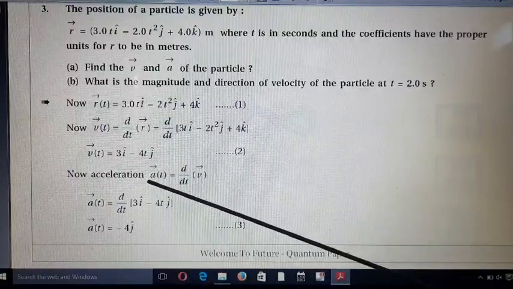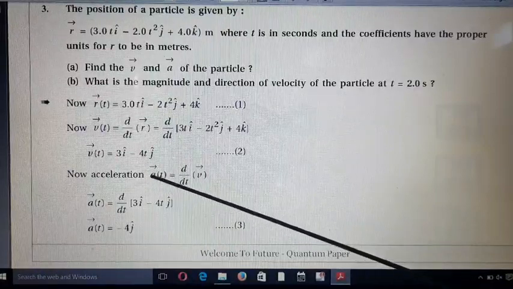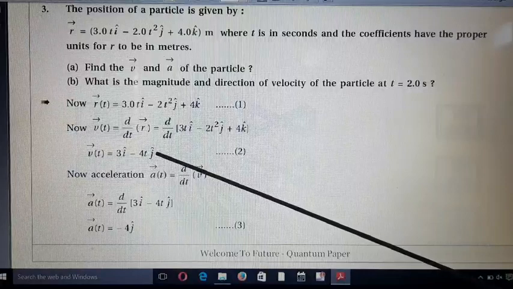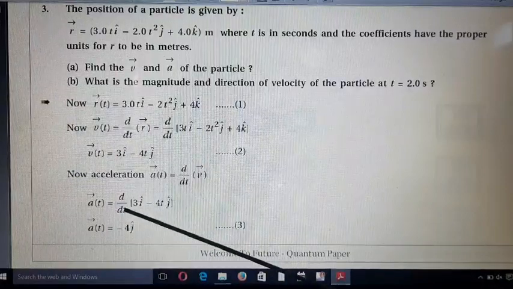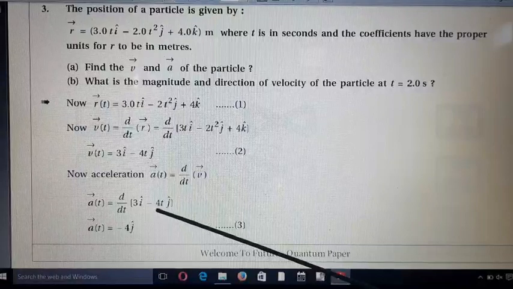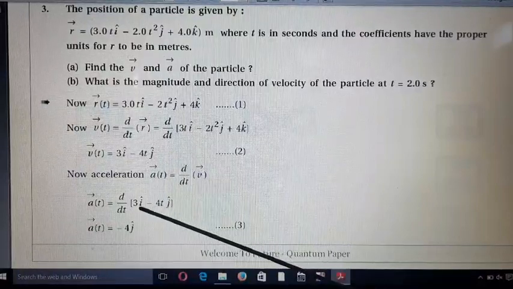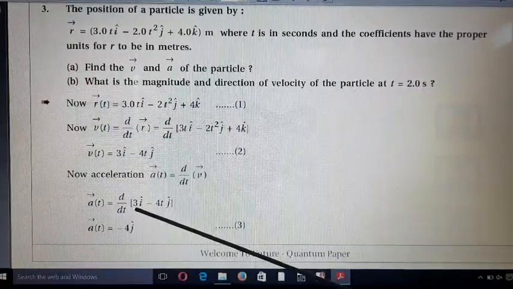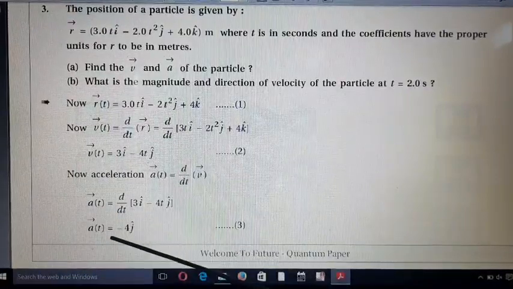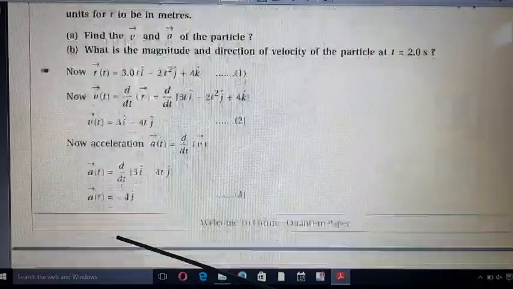Now we want to find acceleration. So again now we take derivative of equation number 2. So we get left hand side a(t) is equal to d upon dt of 3 i caret minus 4t j caret. Here time is not available, so it is a constant value and its derivative is 0. So a(t) is equal to, we get minus 4 j caret.